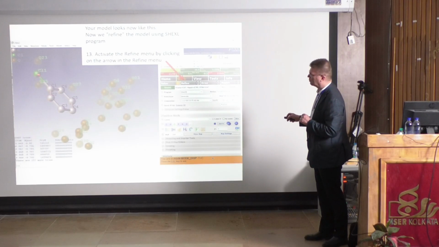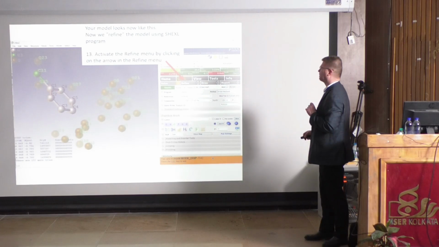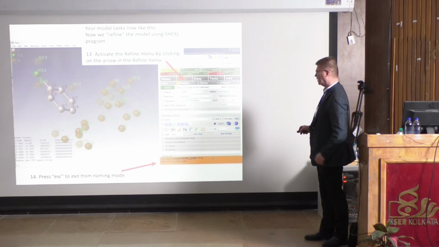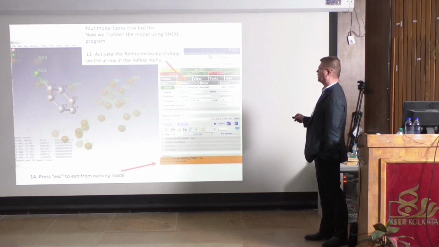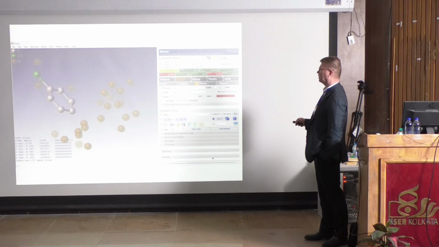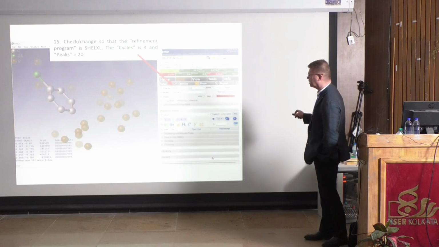You can see, and look carefully, they are all balls with the same size. The diameter of the ball has an importance. So we activate this menu here now, and in here we must escape so that we can get out of this thing, and we are now in there, and we go to the refinement menu, and we click now. Check that the refinement program is set to Olex L, because this changes.